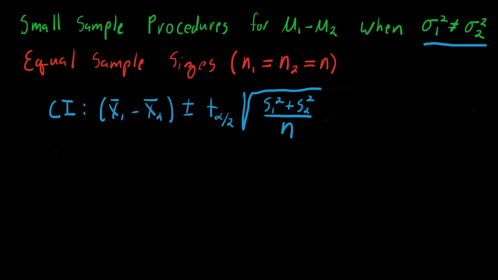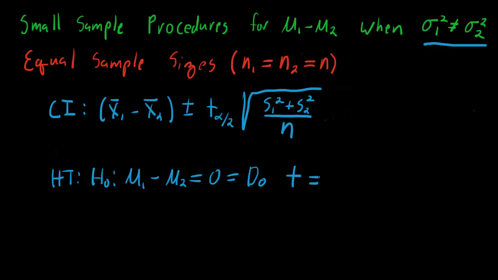Now we're going to take a look at our changes that we're going to make for our hypothesis test, so HT. And our hypothesis test is going to be testing again H0, where we're going to say mu1 minus mu2 is equal to 0, which is going to be our d0 value. And the change that we're going to make here is just a change to our test statistic. So we're going to make a change to t.